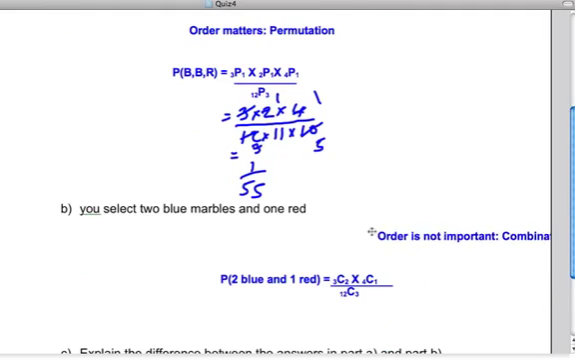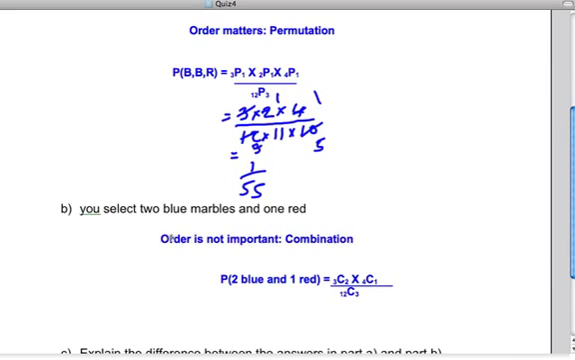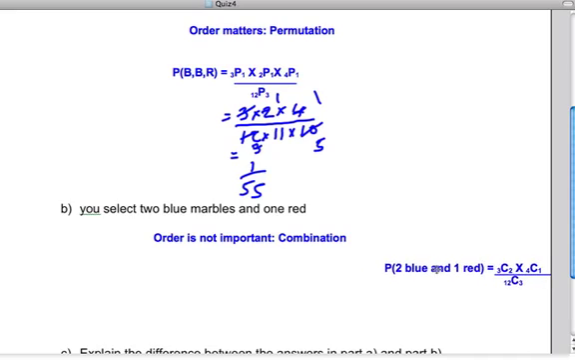Here, we're going to select 2 blue marbles and 1 red. So here, order is not important. And the reason it's not important is we could select a red, then 2 blue. We could select a blue, then a red, then a blue, etc. So out of that, there's 6 ways that we can actually choose those marbles.